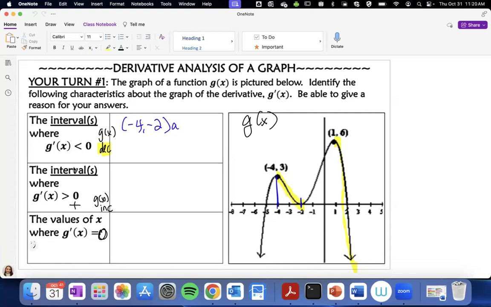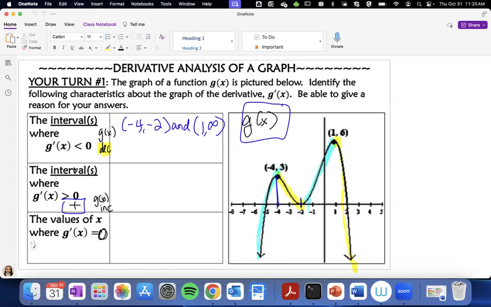And what's the other interval? 1 to infinity, correct. Now I'm looking for where g prime, the derivative, is positive. When the derivative is positive, that tells me the graph is increasing, right? You were doing that with your word problems. When you get a positive answer for the derivative, we're saying it's increasing at a rate of. So it tells me the original function is increasing, here in blue and here.